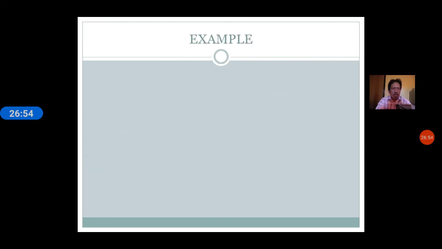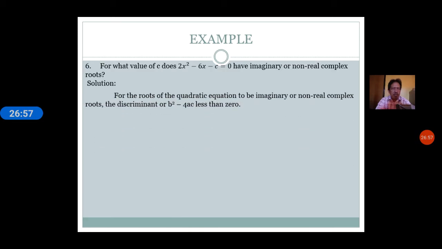So let us have example number 6. For what value of c does 2x squared minus 6x minus c is equal to 0 have imaginary or non-real complex roots? For the roots of the quadratic equation to be imaginary or non-real complex roots, the discriminant, b squared minus 4ac, must be less than 0. So we have 2x squared minus 6x minus c is equal to 0.